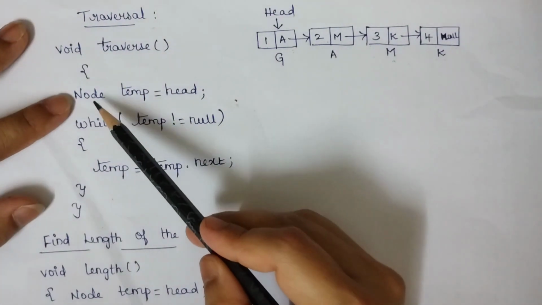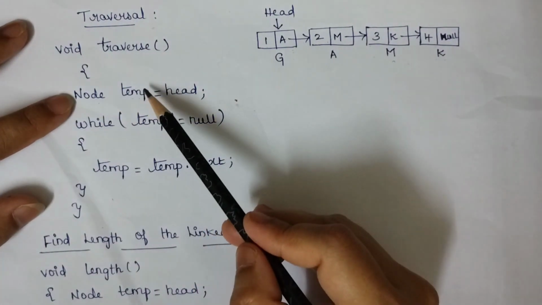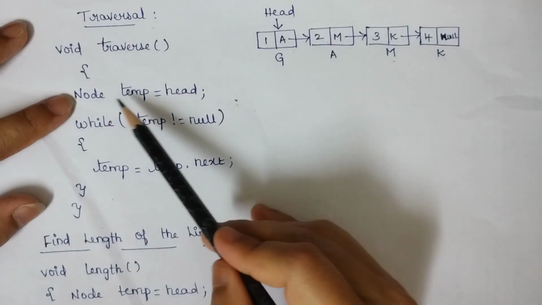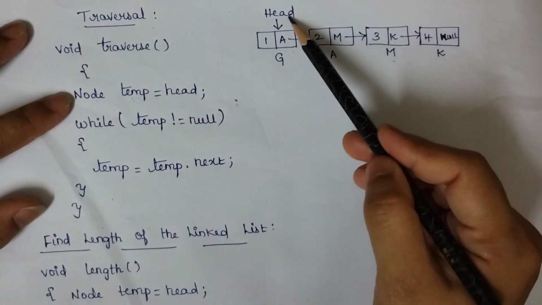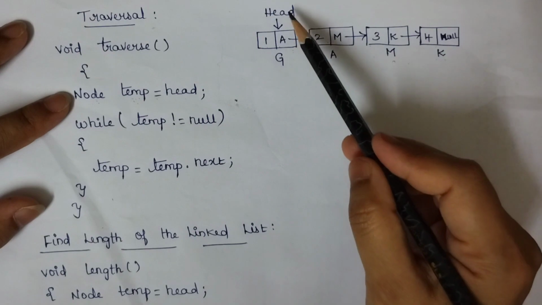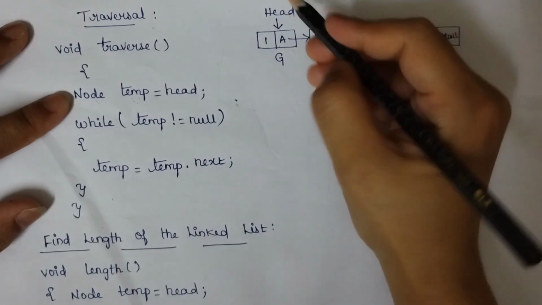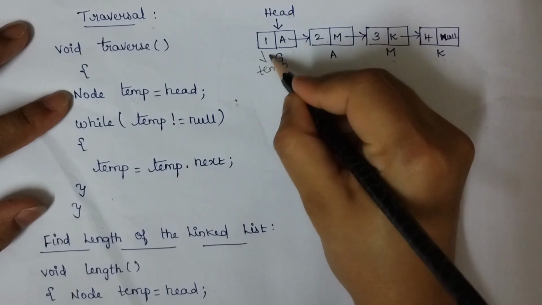If you see here, first I have created a node called temp. I'm creating a temporary node here, Node temp equal to, and I'm assigning the temp node as head. So what is the head node? The head node always points to the first node of the list. Here this head node is assigned to temp, which means now the first node is also called the temp node.